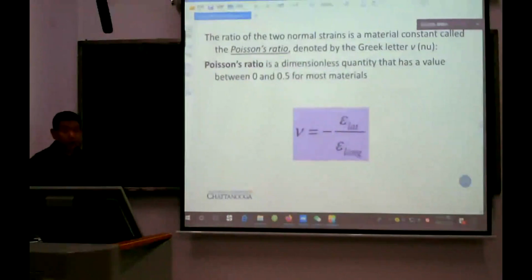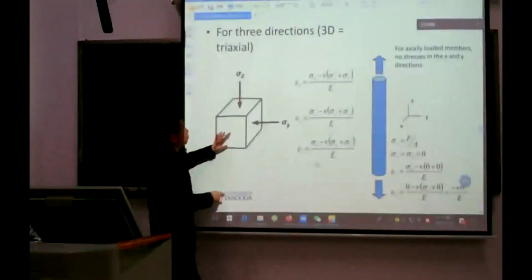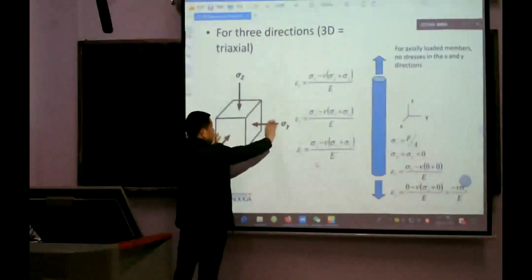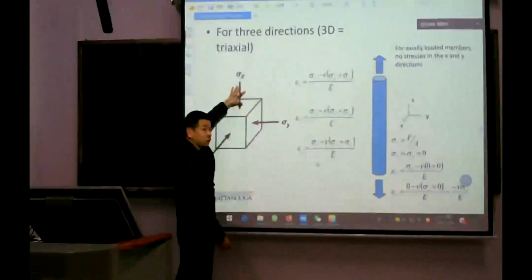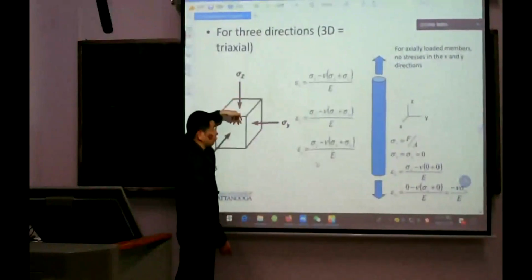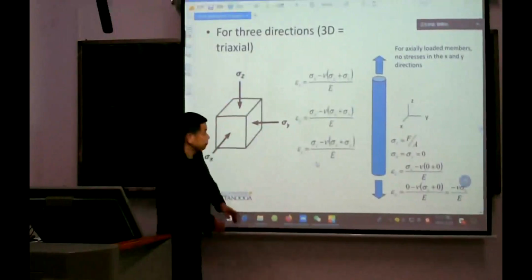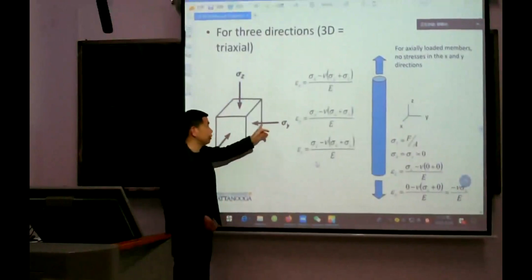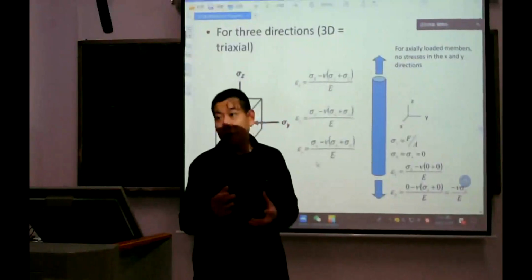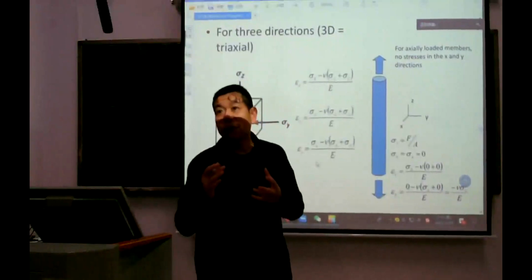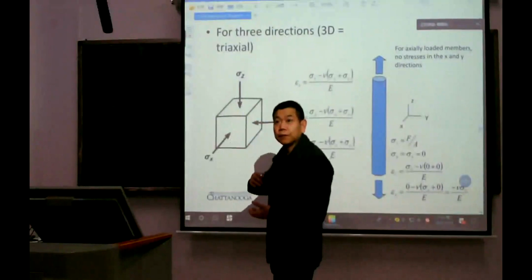We can get an epsilon x, because suppose just one load acts on it. Remove the other two loads, just one of them acts on it. In this direction, we can get a strain. But at the same time, in the x direction and y direction, there will also be a strain. Yes or no?